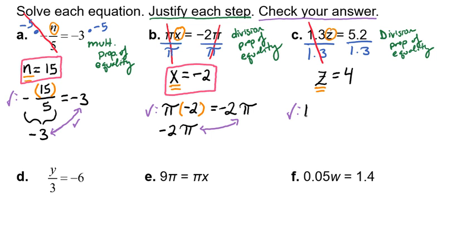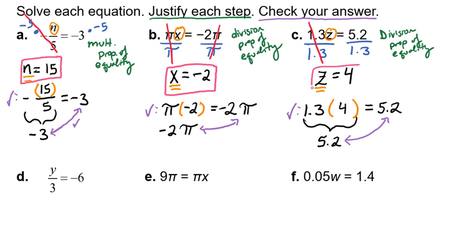So we have 1.3 times our value for z equal to 5.2. And so we're plugging in the 4. And then over here on this left-hand side, if we take 1.3 and we times it by 4, plug that into our calculator, we're going to get 5.2. And then we're going to compare our left side and our right side, and we see that they are the same, which means that z does equal 4.